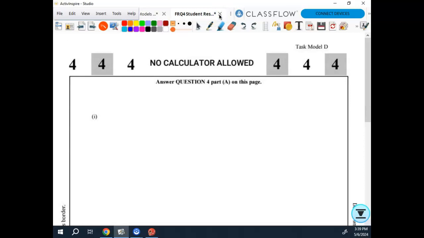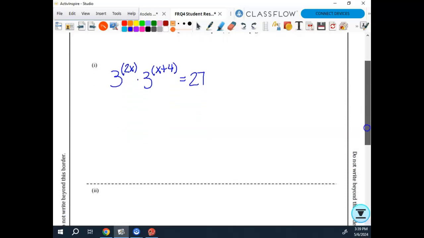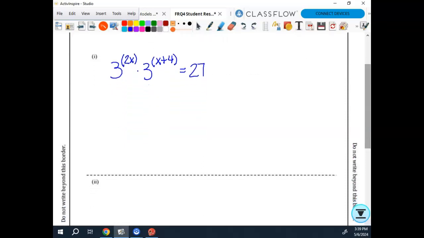And that's going to give me 3 to the 2x power times 3 to the x plus 4 power equals 27. All right. You have to know your exponent rules. Plain and simple. You have to know them. I don't know what to tell you. They are absolutely not brand new. You start learning them in Algebra 1.